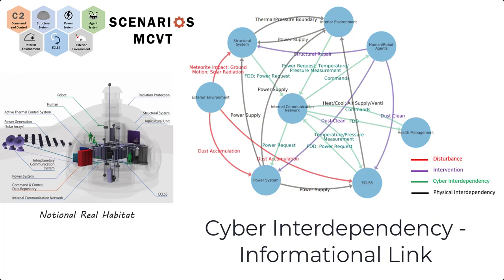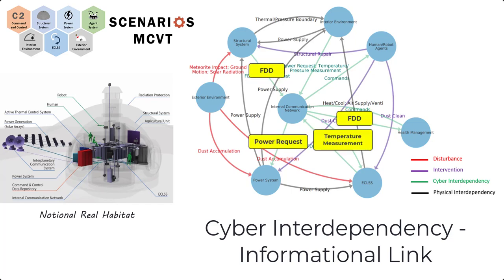A cyber interdependency exists when 2 subsystems share an informational link. It includes a power request from sensors in the habitat to the power system, or a report on fault detection and diagnostics information from the system autonomous sensors to the command and control unit.